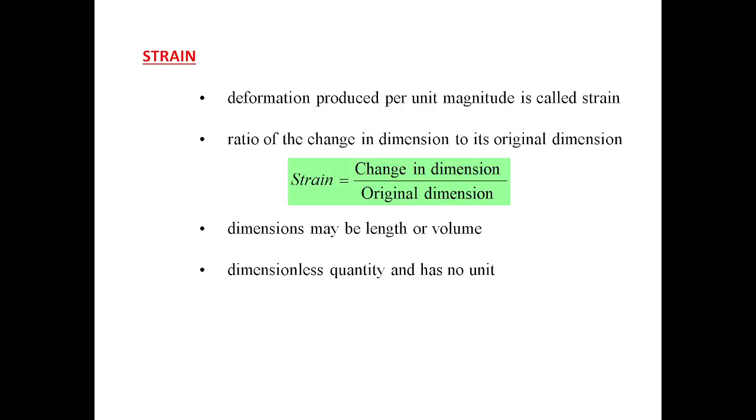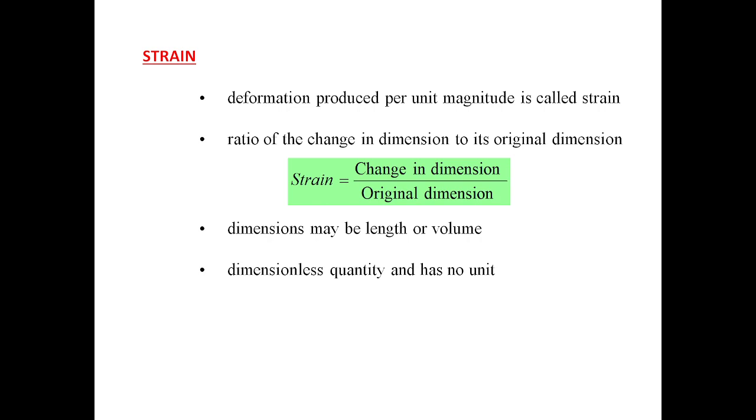Strain. Deformation produced per unit magnitude is called strain. The ratio of change in dimension to its original dimension is known as strain. Strain is equal to change in dimension by original dimension. Dimension may be length or volume. It is a dimensionless quantity and has no unit.